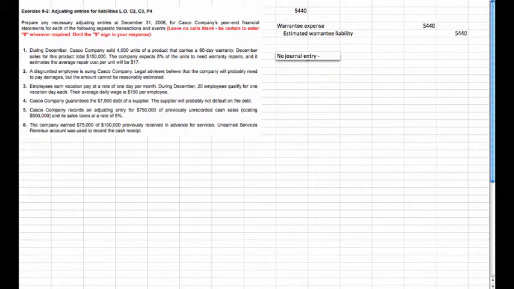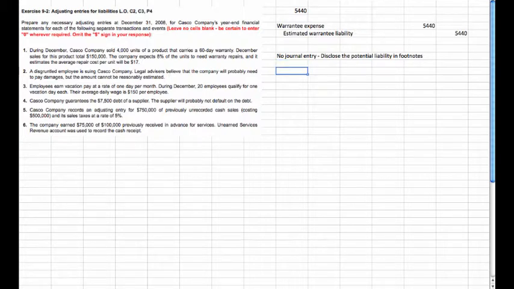Now, however, even though we don't do a journal entry, there still is something that we have to do. Because it's probable in nature, but we don't know the dollar amount, we would need to disclose the potential liability in the footnotes of the financial statements. All right, question number 3.